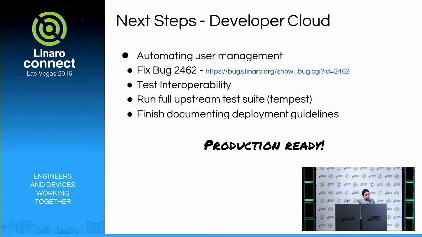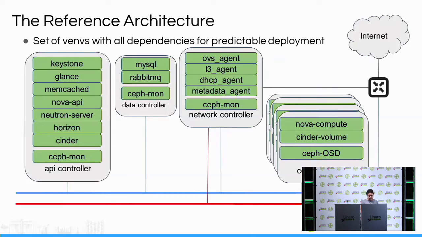We're also going to do a full run of the upstream test suite just to make sure that we're not missing anything on this cloud before it goes to production. And we do need to finish the documentation of the reference architecture, which I'm going to talk about next. Then I will consider this cloud production ready, and we will be able to start giving tenants to people so that they can start working on it.